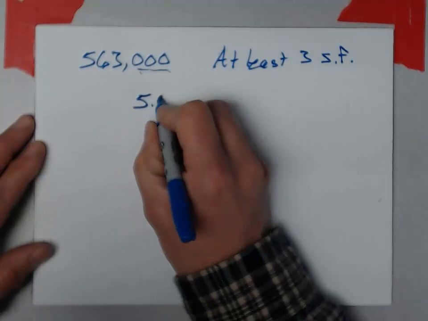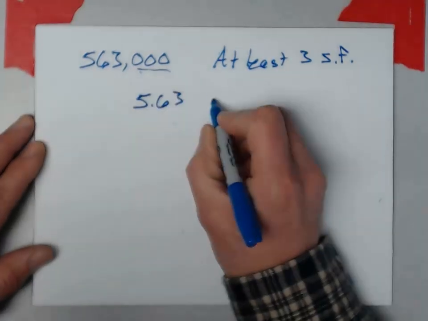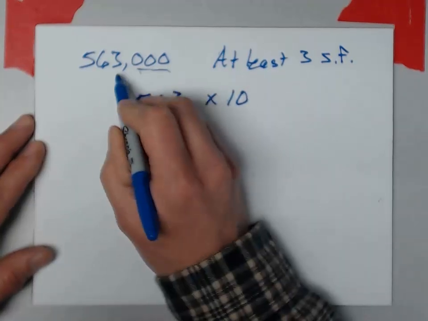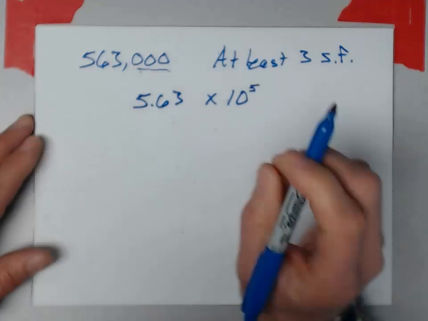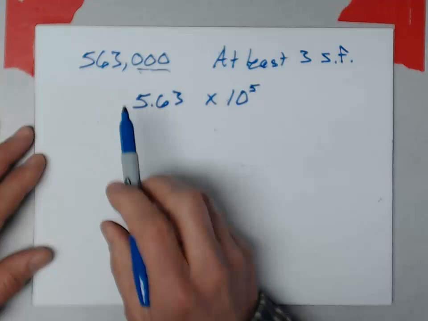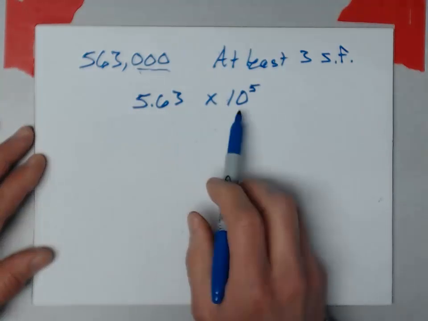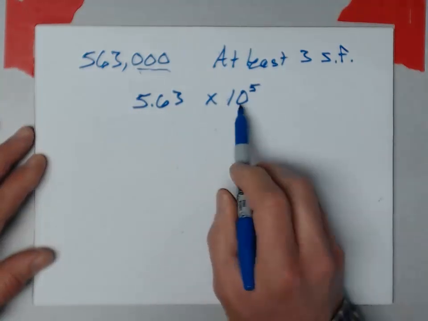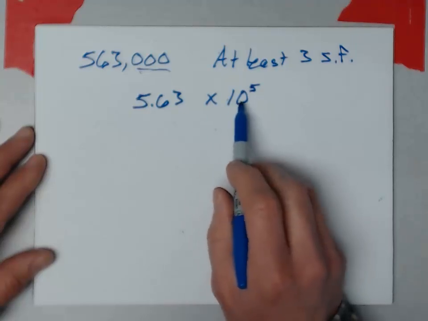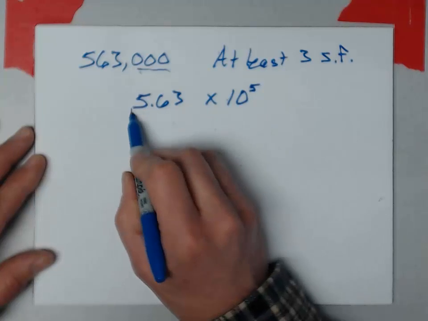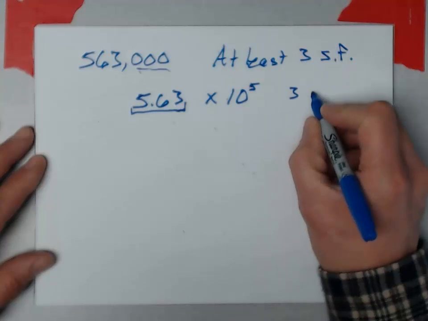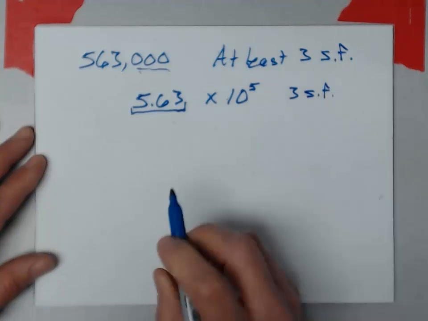That number, 5.63 times 10 to the 1, 2, 3, 4, 5. There's another lecture that you can watch on scientific notation. But that number could be written as 5.63 times 10 to the 5th. Now, the times 10 to the 5th doesn't tell me anything about the number of significant figures, but this number does. If I wrote that number this way, it would have 3 significant figures.